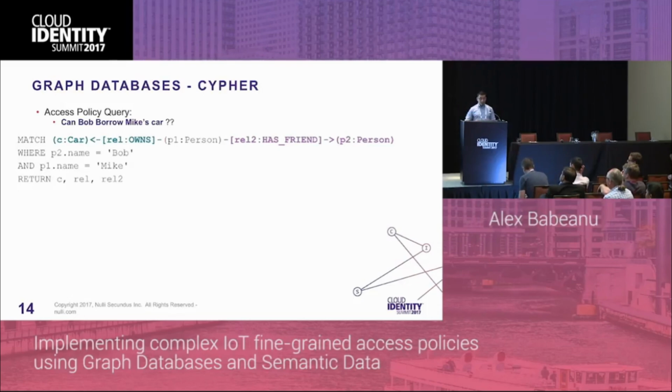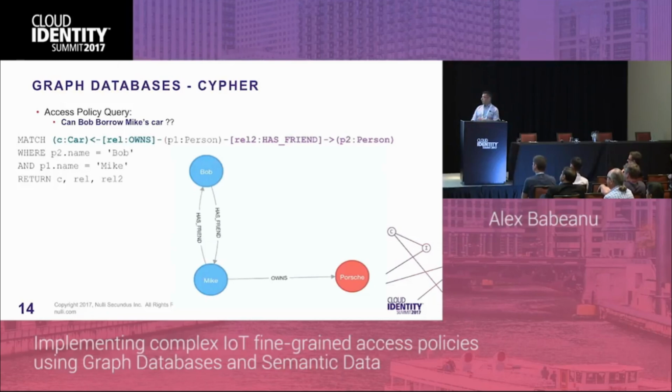The pattern we're trying to find here is a person that owns a car and is also a friend of another person. So we have two persons and a car. And in that case, we want to say where one person is Bob and the other is Mike. Based on the graph we had, if we run this query on the graph database, you would get this output, these relationships. Pretty straightforward. So the pattern has been matched, and Bob can borrow Mike's car.